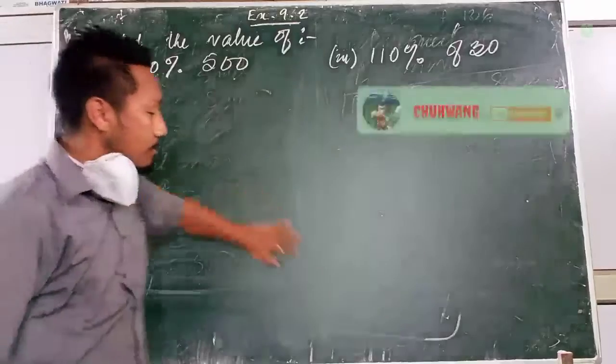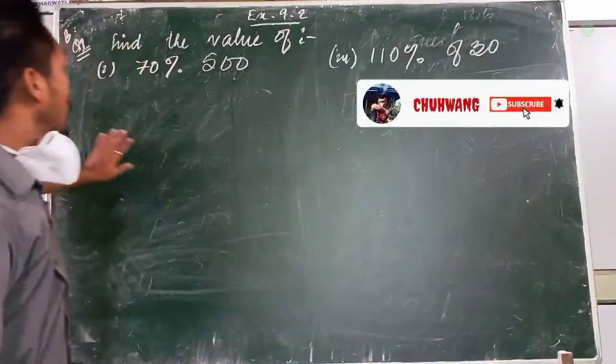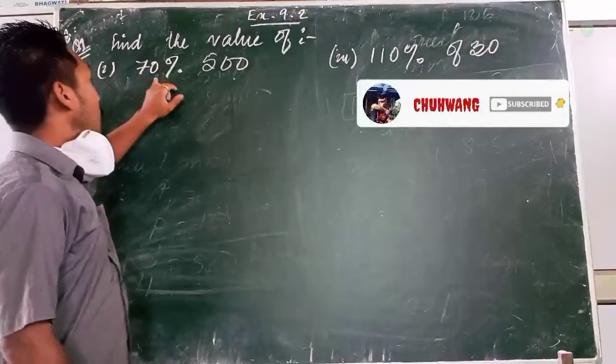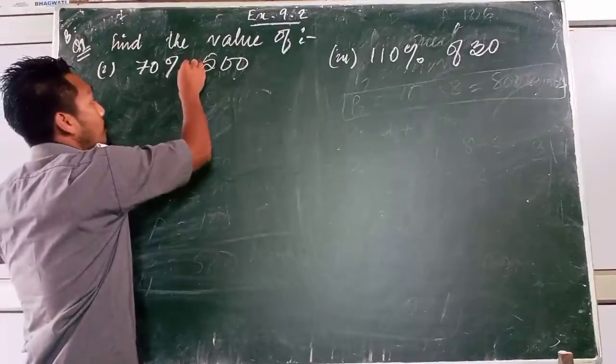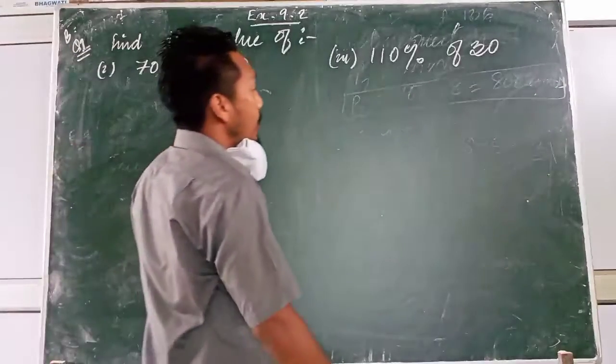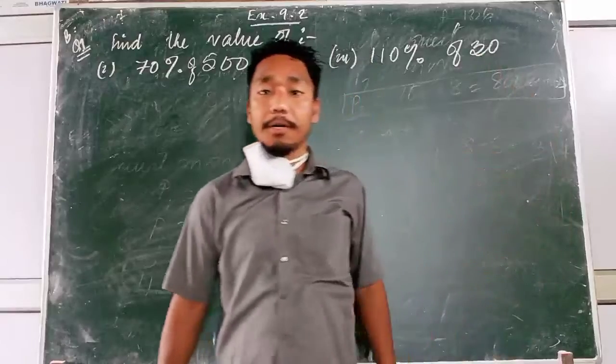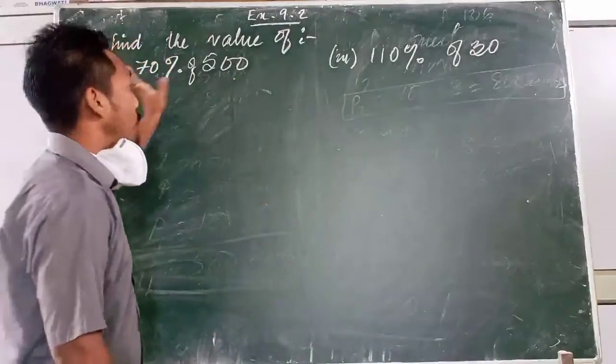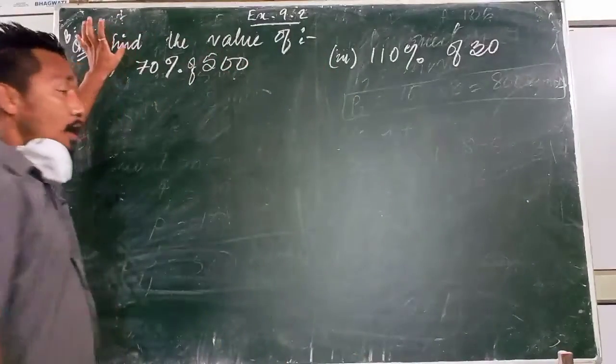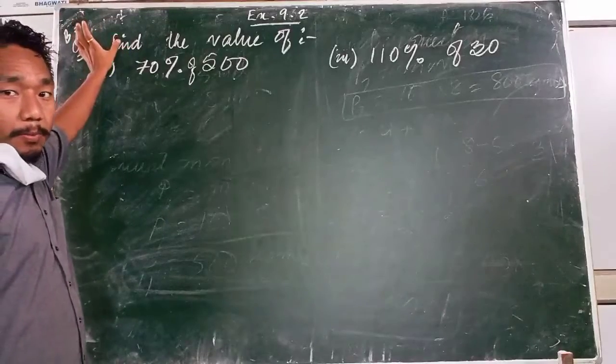This is from exercise 5.9.2. Find the values of 70% of 500 and 110% of 30. I'm taking Roman numerals 1 and 2 of question number 1, question B, number 1.